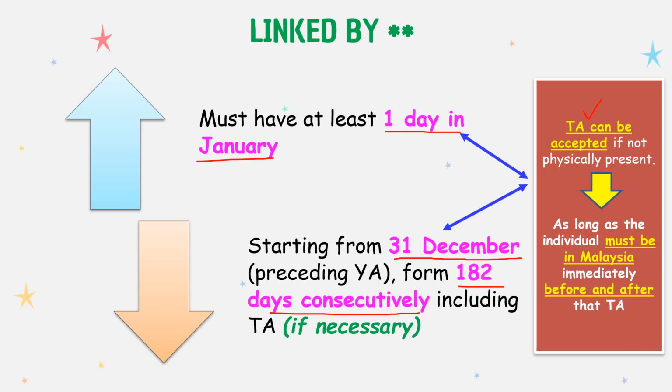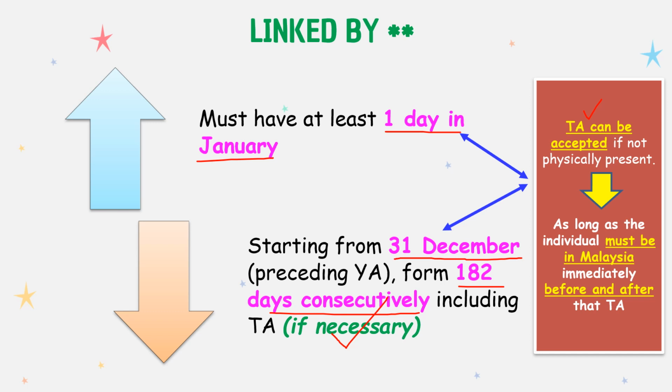Starting from 31st December backward, make sure that you form 182 days consecutively. So if the period is not consecutive because of TA, we accept the period because TA can be accepted for B. However, guys, if you want to use temporary absent, before and also after TA, the taxpayer must be physically present in Malaysia. If not, we cannot accept that TA. So these are the conditions for link by.